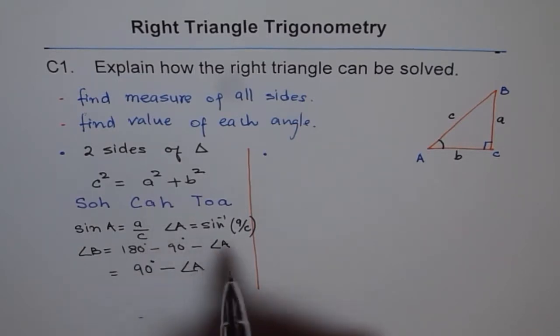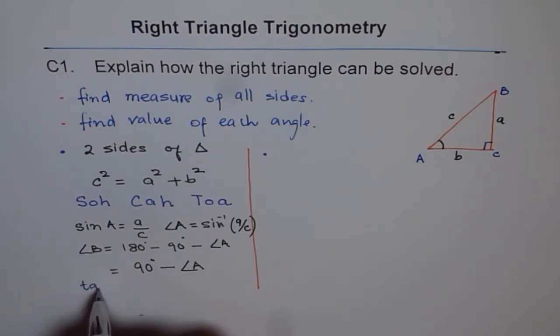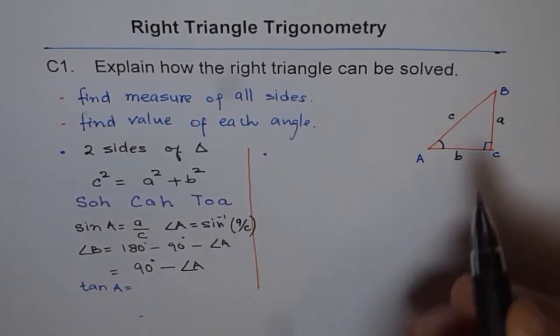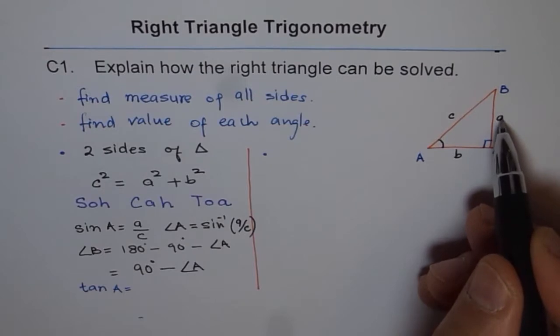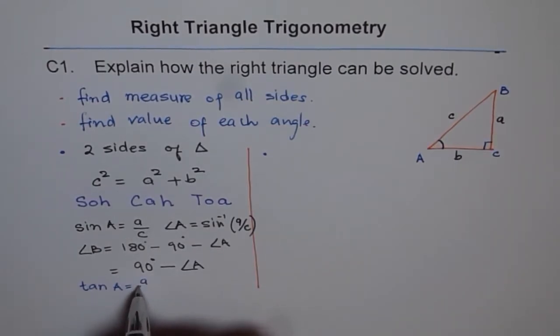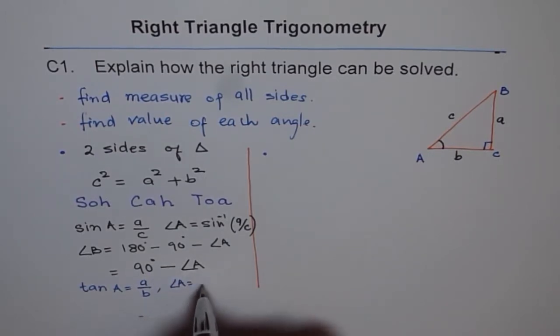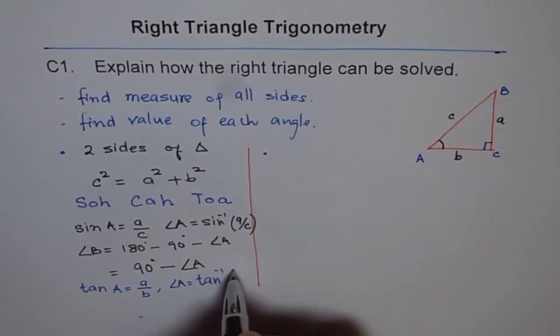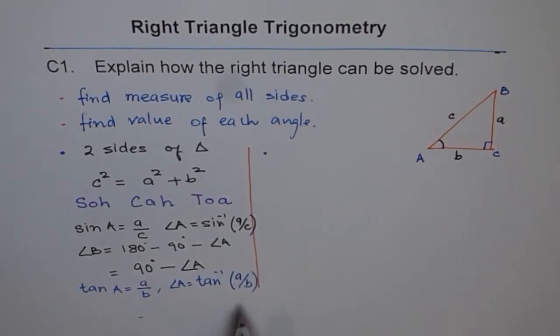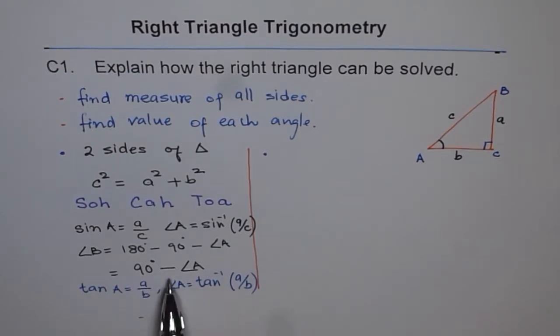We could have used tan A also, right? Let me write the expression with tan A. So you could have done tan A is equal to opposite over adjacent. In this case, it is A over B. That gives us angle A is equal to tan inverse of A over B. So that gives you angle A, and from there you can find angle B as 90 minus angle A, correct? So that is how you can solve a triangle given two sides, correct?